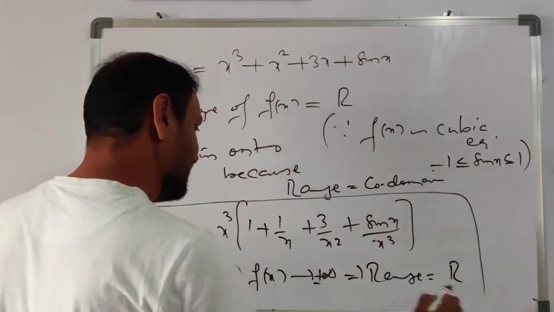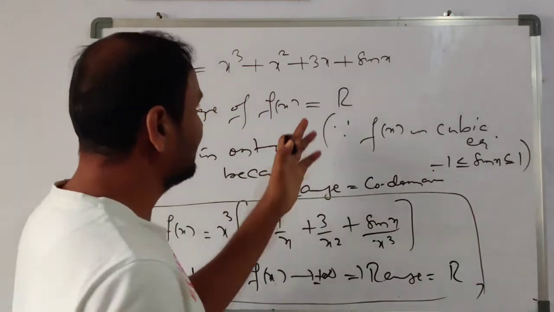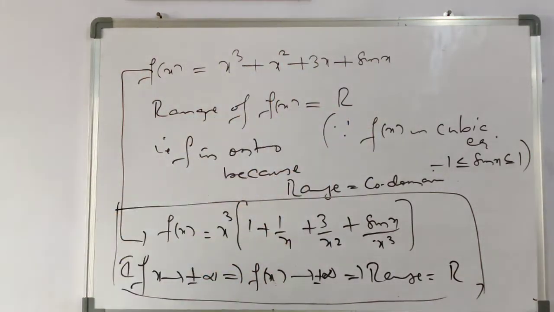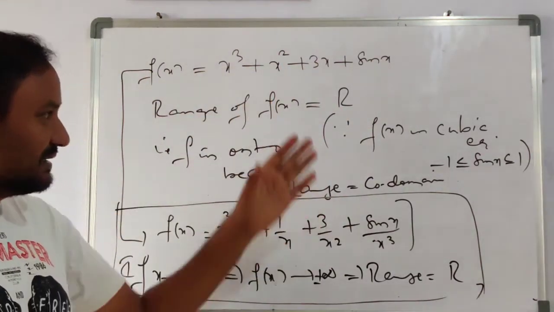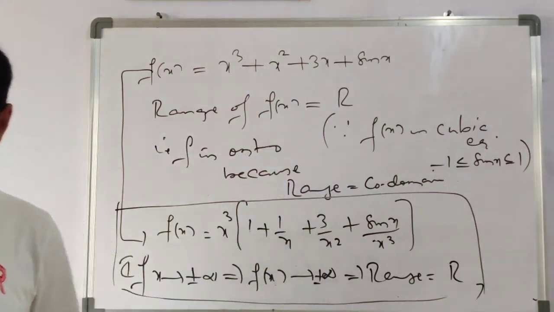If you want, take this one. Otherwise, not this, because this is a cubic equation, always with range minus infinity to plus infinity. That is also equal to codomain. That is an onto function.